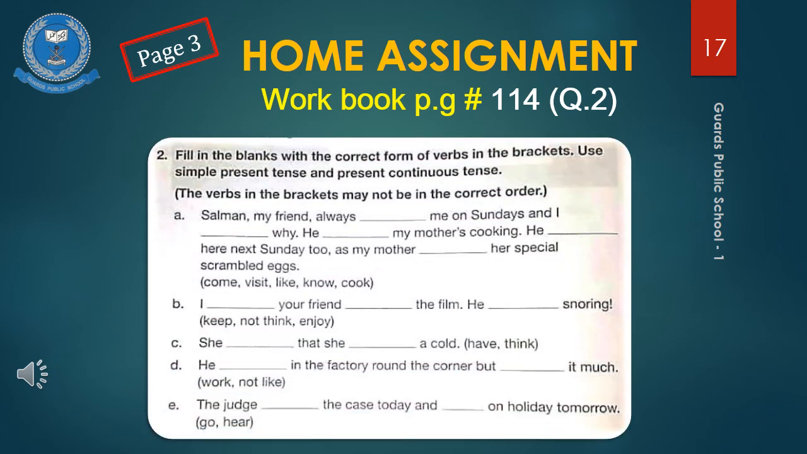Students who have a workbook with them will directly do page number 114, question number 2 in it. Rest will do in their copies. Read the given sentences and fill the blank spaces with the correct form of present indefinite and present continuous tense as per the situation mentioned in the sentence. For help, you can go through the videos of present indefinite and present continuous tense for revising the rules and their usage.